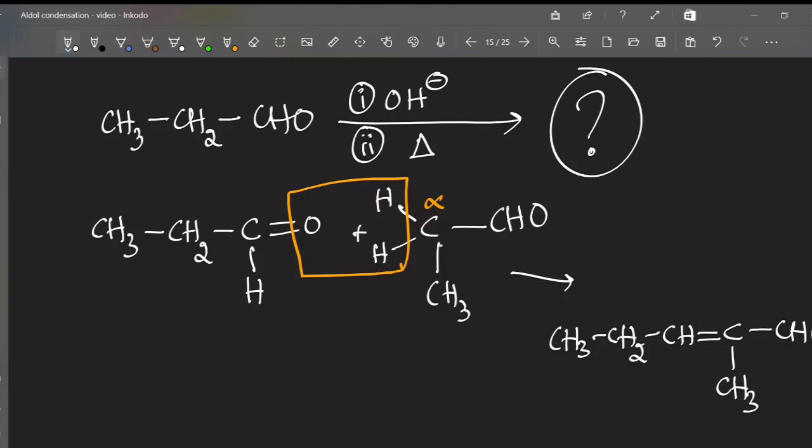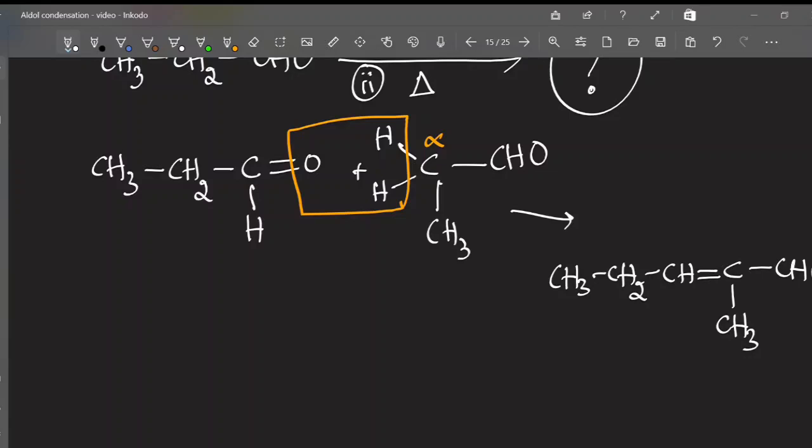What's the name for this? It's 2-methylpent-2-en-1-al. Hope it is clear. And if you look at this, again this is the alpha carbon, this is the beta carbon. With respect to the aldol, these are the alpha, beta unsaturated aldehydes. Hope it is clear.